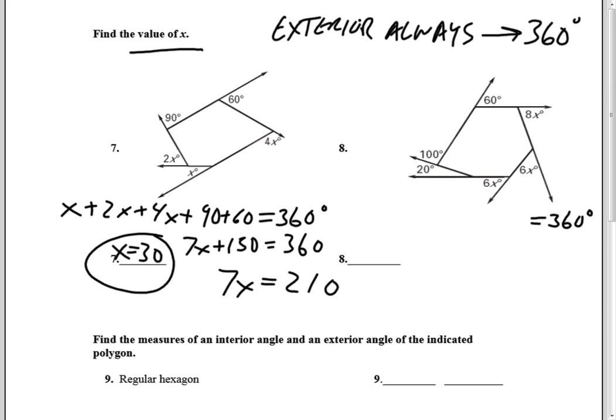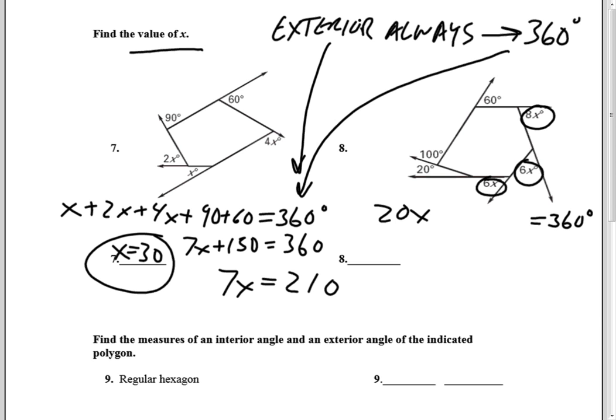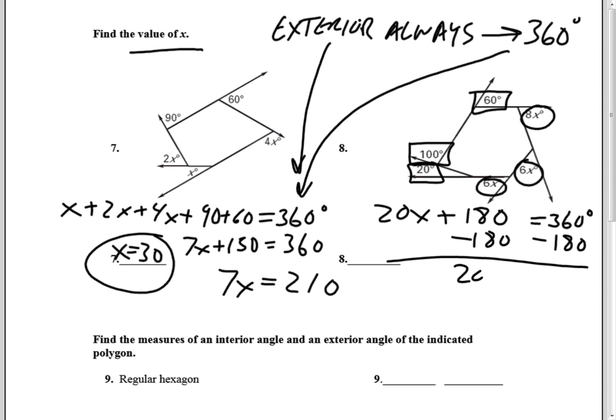Double check. All I need is the variable, I'm done. Why 360? Because it's exterior. 6x, 6x, 8x, 20x. 20x plus 100 plus 60 equals 360. I'm consolidating here. X equals 9.